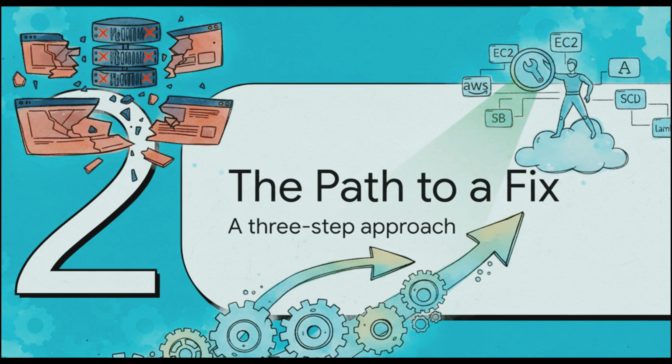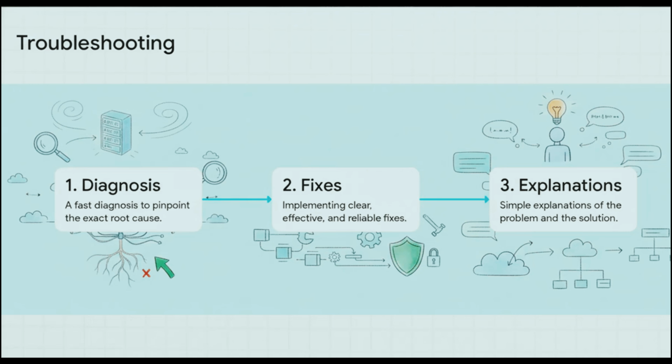So we've met the usual suspects: unreachable servers, broken websites, and denied access. Now, let's talk about the path to a fix. Because it's not about waving a magic wand, it's about following a clear, simple 3-step approach to get you from problem to solution. The actual troubleshooting process is refreshingly straightforward when you break it down.